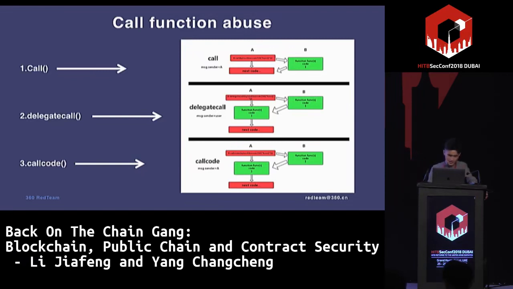And the second is the delegatecall function. After this call, msg.sender will not be changed, but the execution environment will become A. It means directly calling the code and executing it in A. The third is the callcode function. After this call, the variable msg.sender will be changed to caller A, and the execution environment will be changed to contract A. So this is the difference between call, delegatecall and callcode.